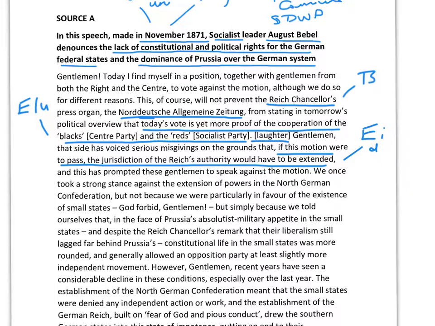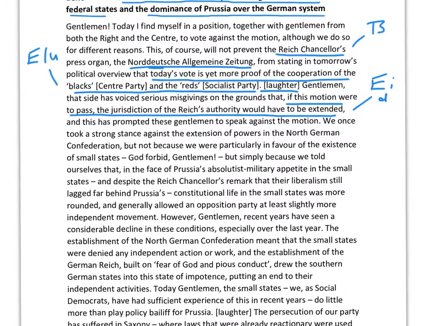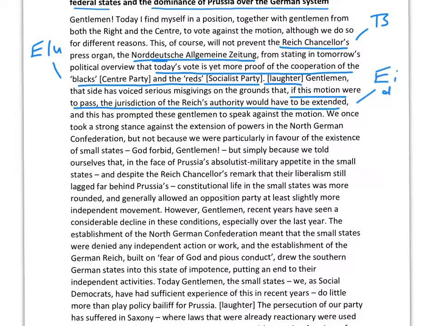Let's go down a little bit further. What else have we got? The Chancellor's remark here. Okay, so again, Bismarck has remarked that their liberalism still lagged far behind Prussia. So a similar sort of point. That's relevant for inquiry 1, which is about how far there was unity, and it is about division. Okay, so that's obviously relevant. I'm going to move down a little bit further.